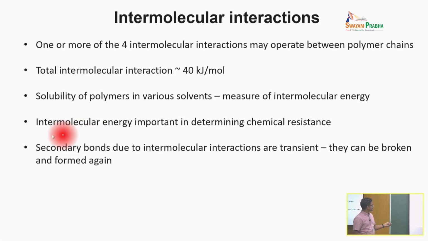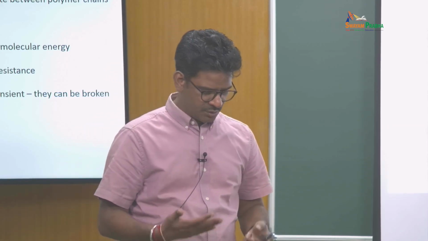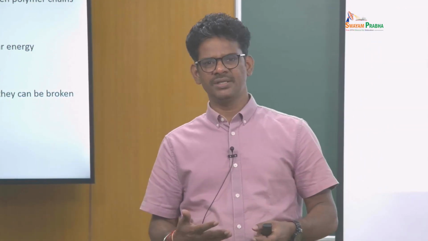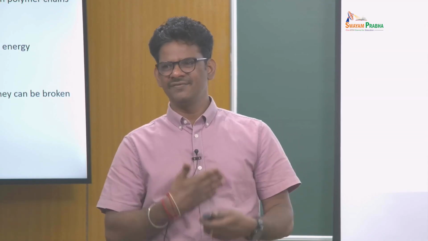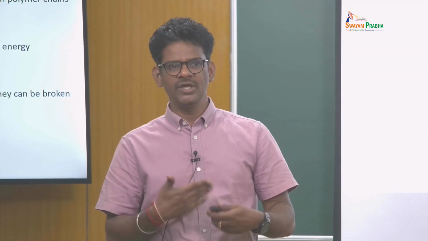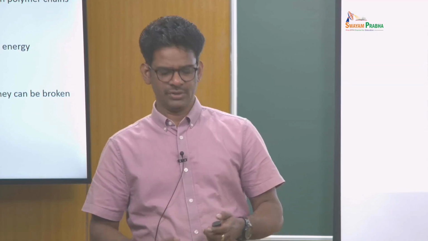And this intermolecular energy is important in determining chemical resistance that I already mentioned. So, if you want the polymer to be resistant to temperature, resistant to heat, resistant to chemical solvents, you want the chains to be interacting very strongly. And the way you can quantify this is to look at solubility, stability against temperature, and so on.